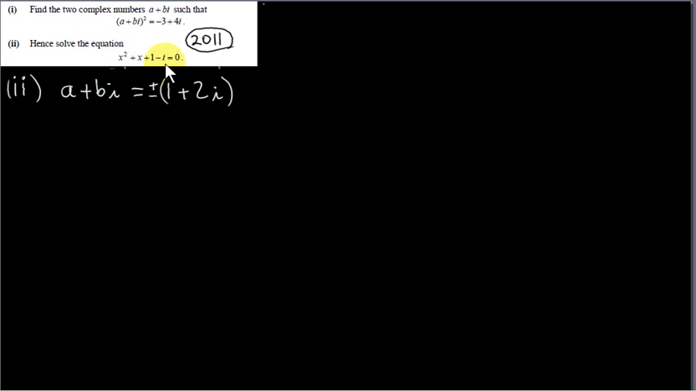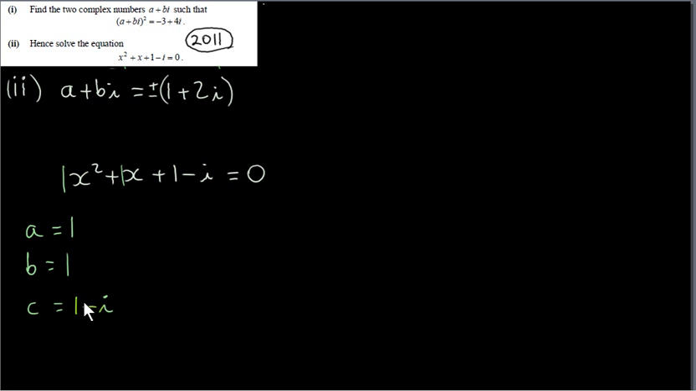Now we want to solve this quadratic equation. Now, it is actually a quadratic equation. It has complex coefficients. A is the coefficient of x squared, which is 1. B is the coefficient of x, which is plus 1. C is the constant term. That's the term that does not involve x. That's a complex number. It's 1 minus i. Well, actually, all real numbers are complex numbers. But 1 minus i is not a real number.